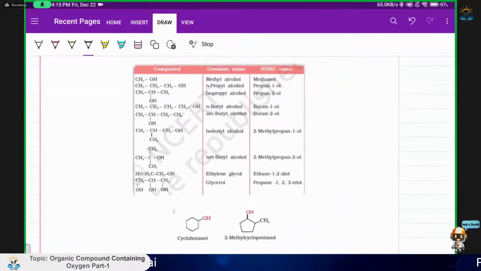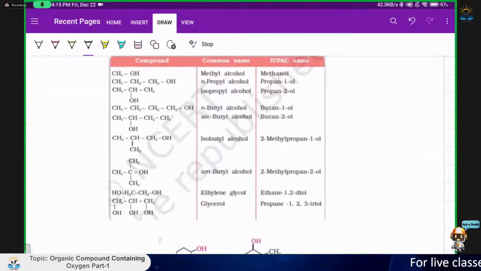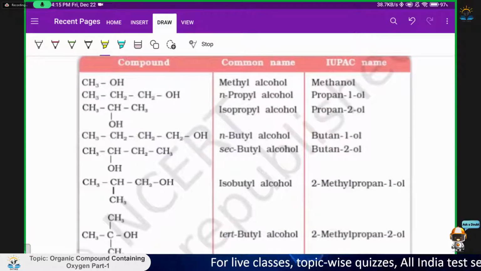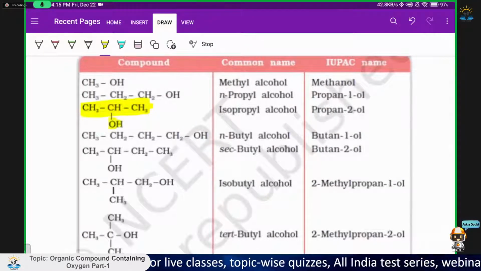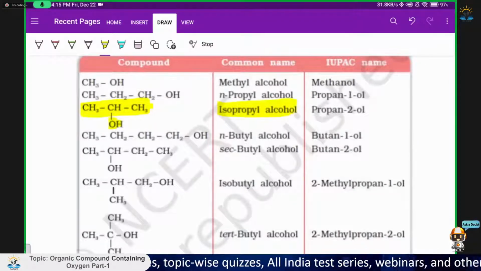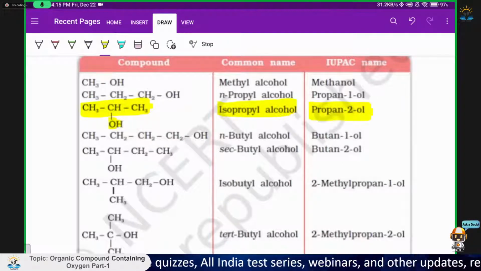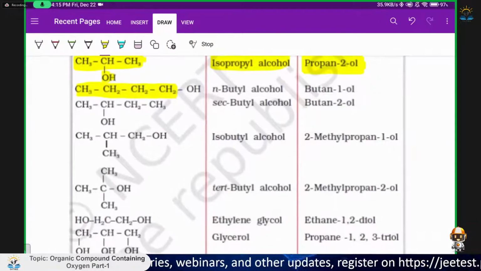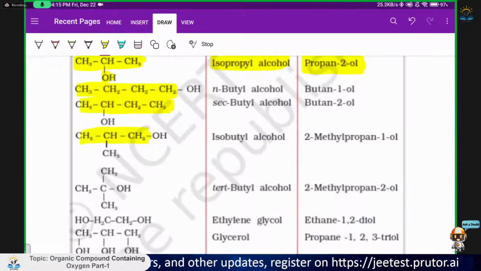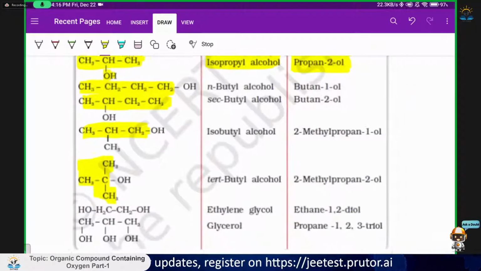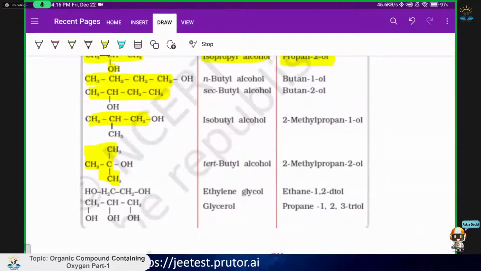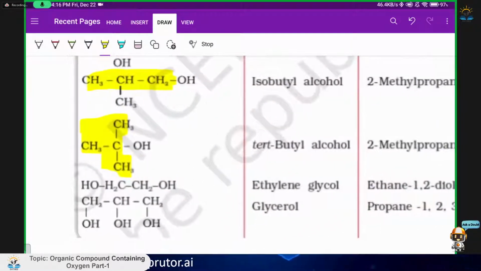So we'll see the names of some compounds here. First, CH3OH, simply called methyl alcohol, IUPAC name methanol. We saw that. Now coming to this, we have the isopropyl group with the OH group attached. So the common name will be isopropyl alcohol. For the IUPAC system, the OH group is attached to the second carbon, so the name will be propan-2-ol. Then we have the n-butyl group, n-butyl alcohol, the secondary butyl group, the isobutyl group, and the tertiary butyl group. In such cases, we use the same terms for denoting the common name. The IUPAC name is given by numbering the carbon chain and assigning the position of the OH group.